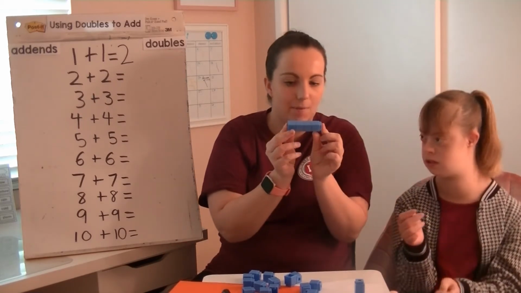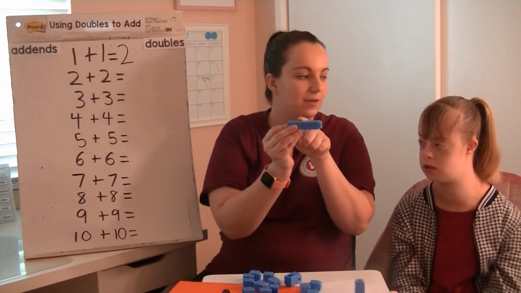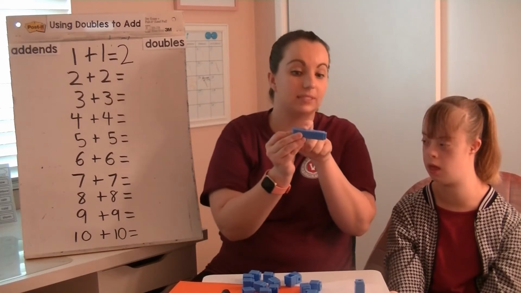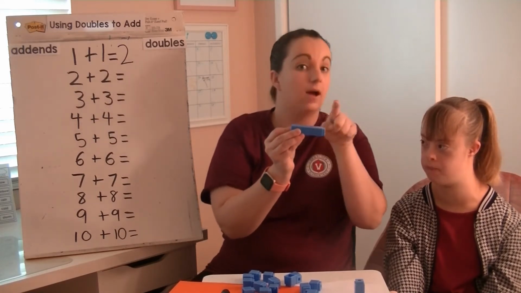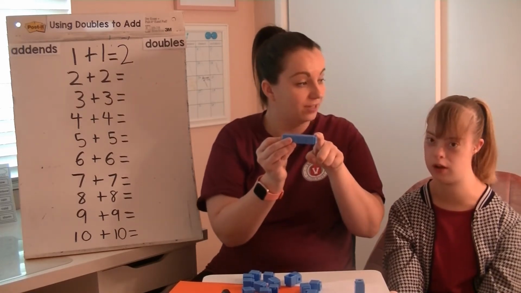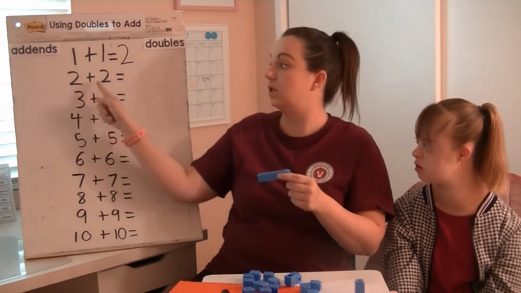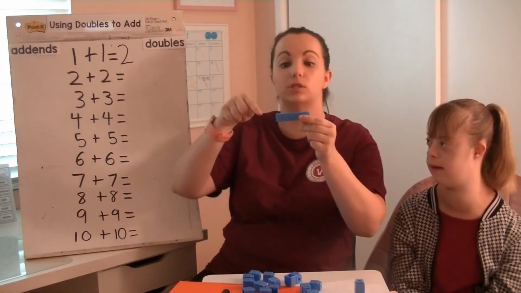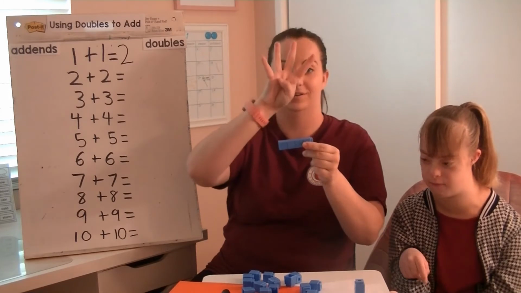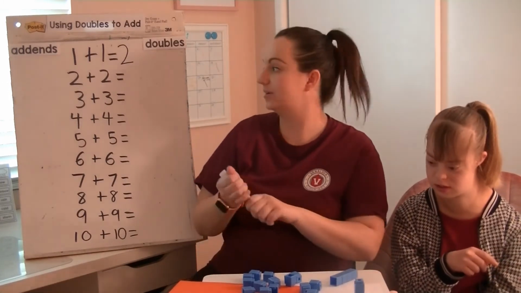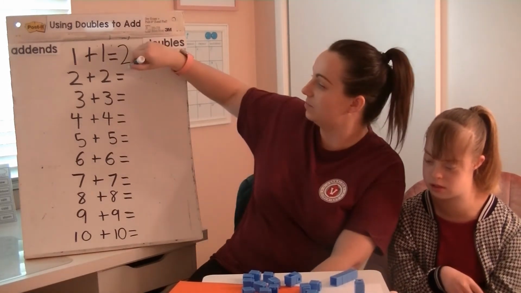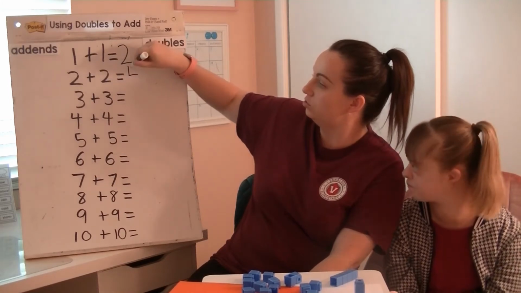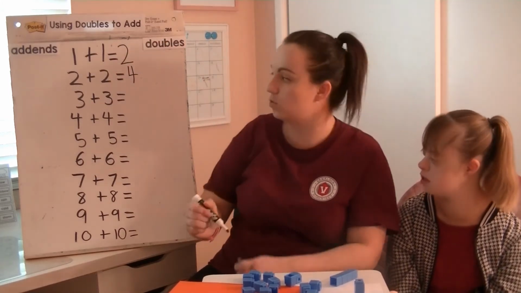And now let's see how many I had. I had 2. I'm going to keep counting on. What comes next? 3, 4. So 2 + 2 = 4. Let's write that up there. Keep it in our heads. Keep it up here on the board for us to remember. 2 + 2 = 4.